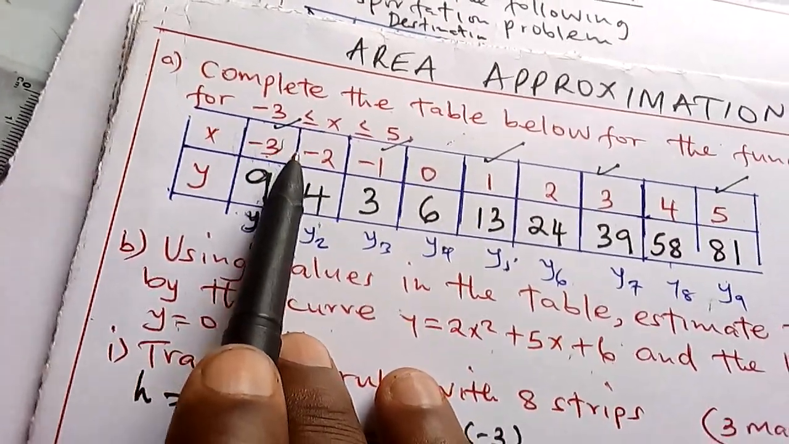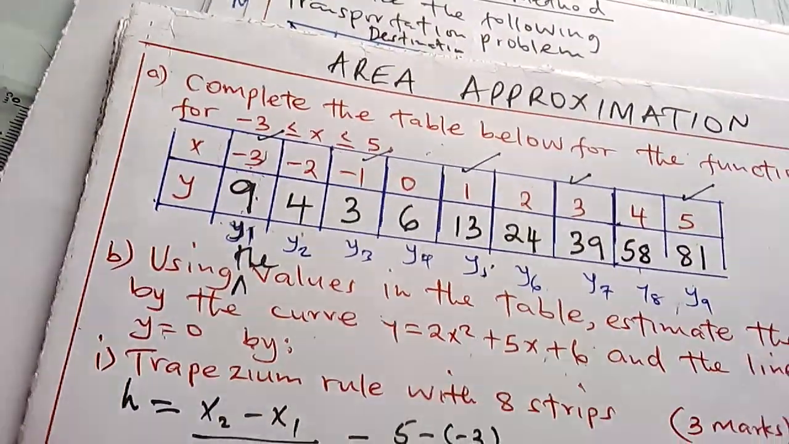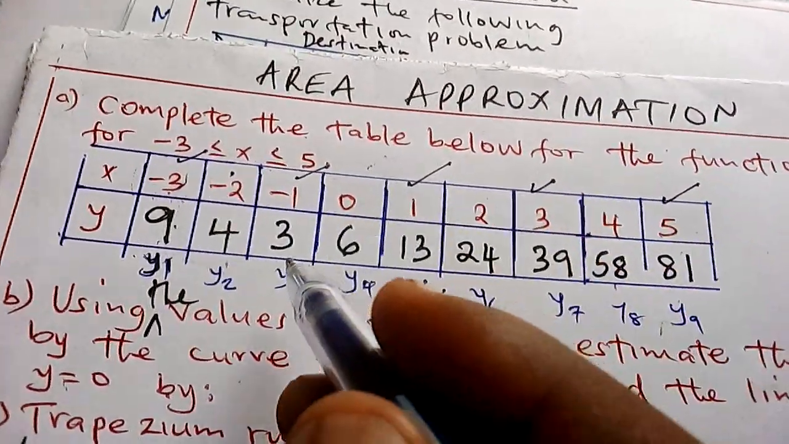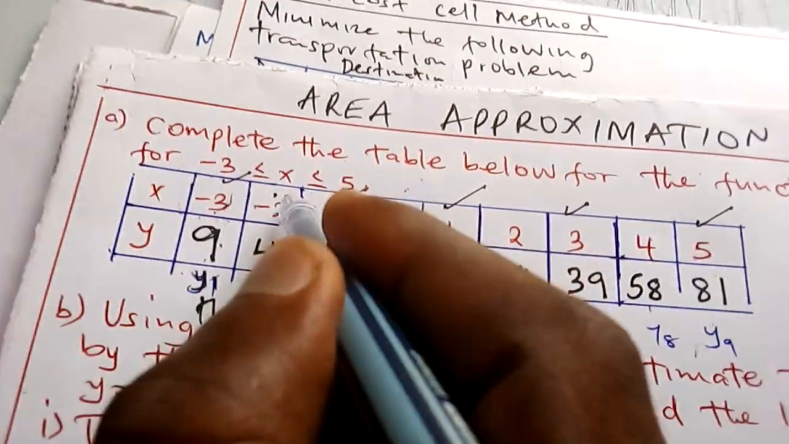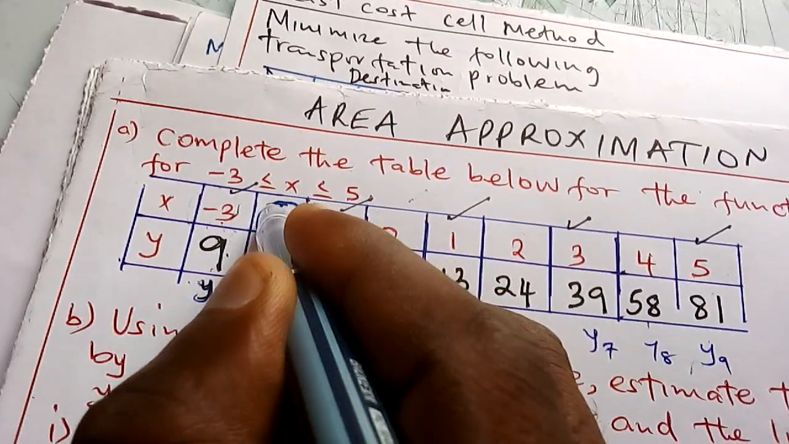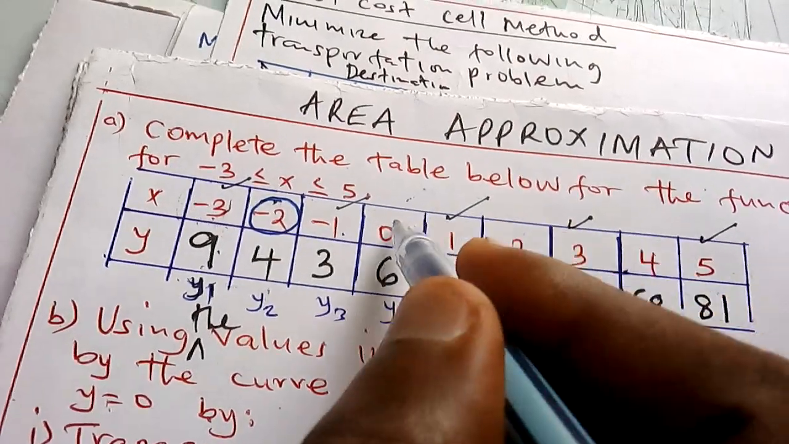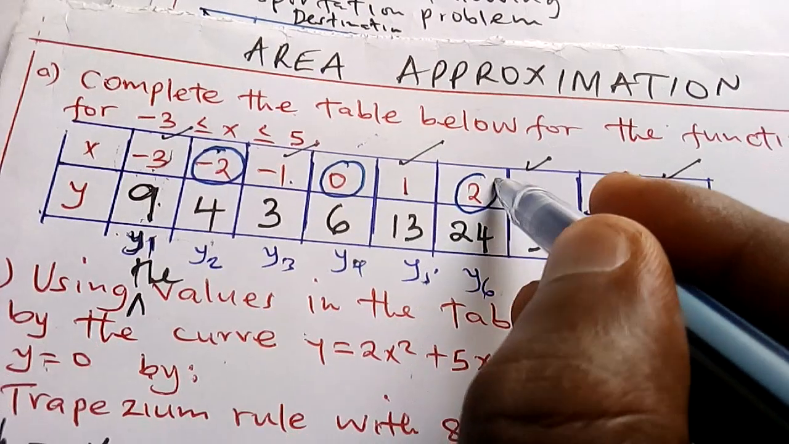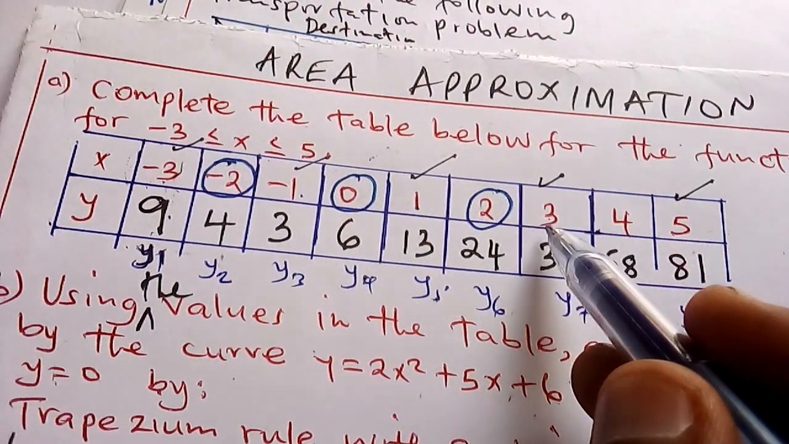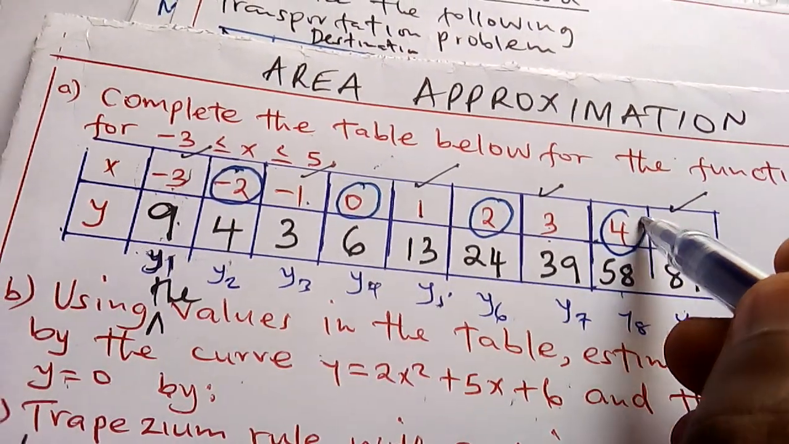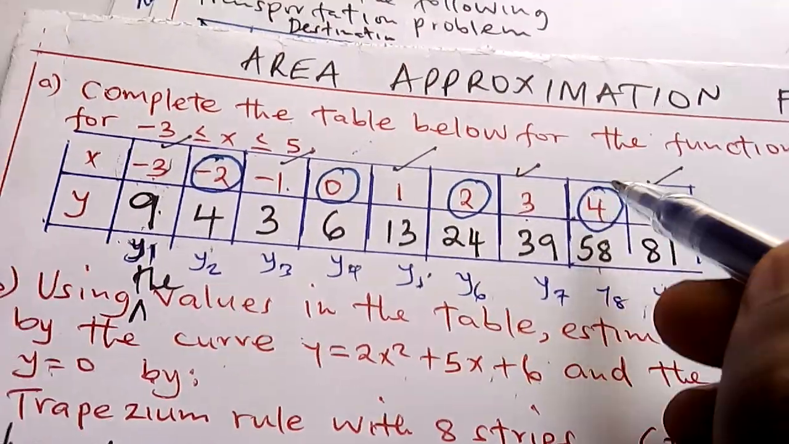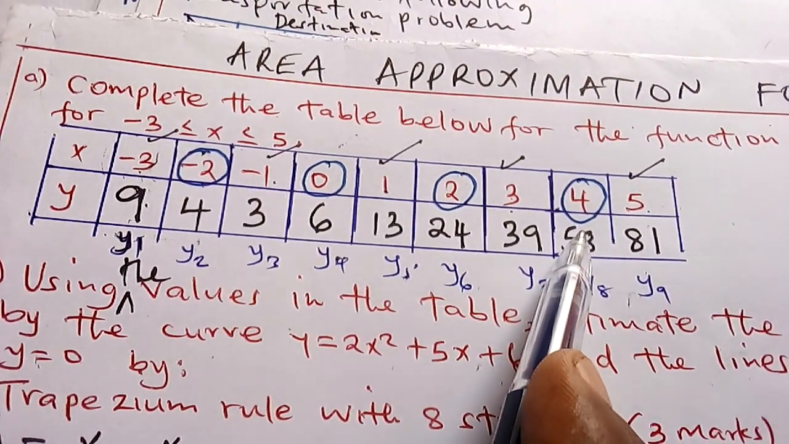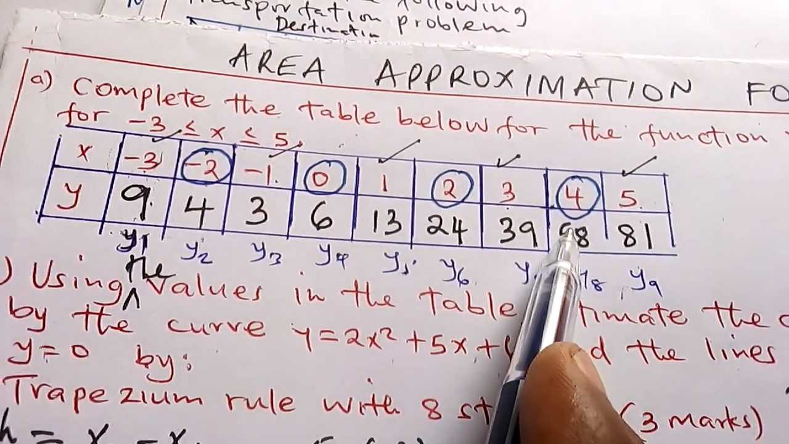So the mid from here to here, we have the mid of negative 2, because we are using mid-ordinate. Then from here to here, we have the mid of 0. Then from here to here, we have the mid of 2. Then from here to here, we have the mid of 4. So these are the values which we are going to use to estimate our area under mid-ordinate rule.